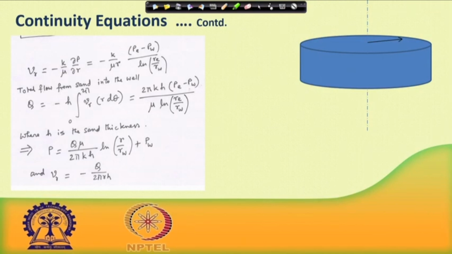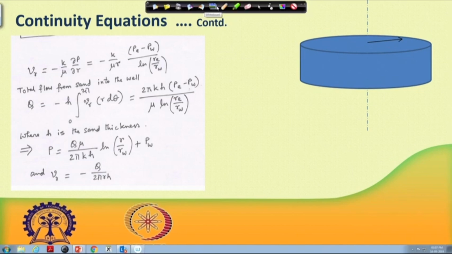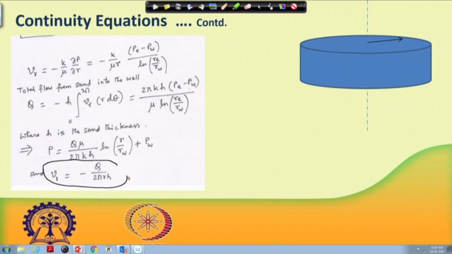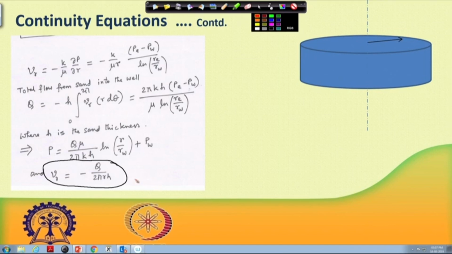So, what we did in the last lecture was we arrived at this expression for VR. We found that this VR is inversely proportional to R.